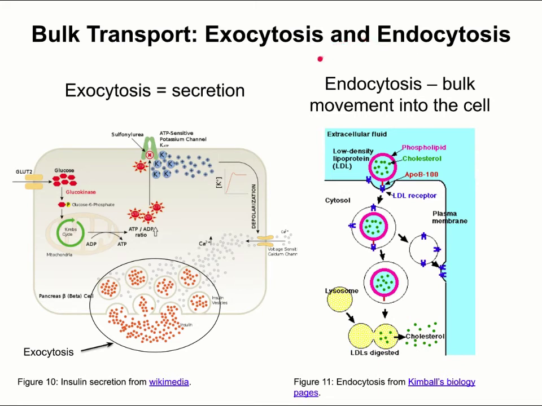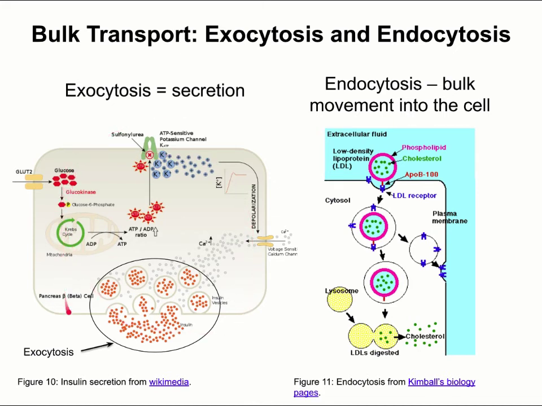We've talked about passive transport and active transport. There's another kind of transport that I'm just going to touch on, bulk transport, which includes exocytosis and endocytosis. Exocytosis is for stuff exiting the cell. For example, a cell might secrete a protein. Insulin is a protein that some cells secrete. That's what's shown on the left.